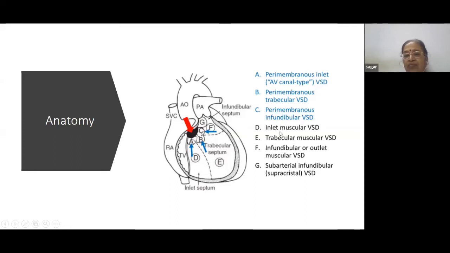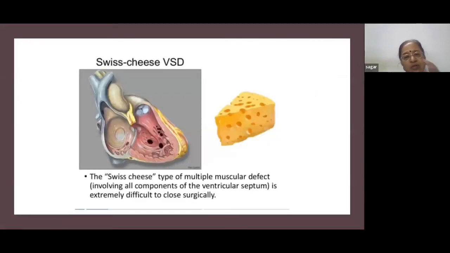Then you can get an inlet muscular VSD, which is what is here, trabecular muscular VSD, which is what is here, and infundibular or outlet muscular VSD, which is what is here, and you get a supracrystal VSD, which is G here, right up. So basically we're looking at perimembranous, muscular, and maybe infundibular and supracrystal. As we go by, we will describe what happens in each of these. There is also the Swiss cheese VSD, which is multiple small holes in the muscular septum, which are more difficult to close. It is called Swiss cheese because of its resemblance to Swiss cheese.